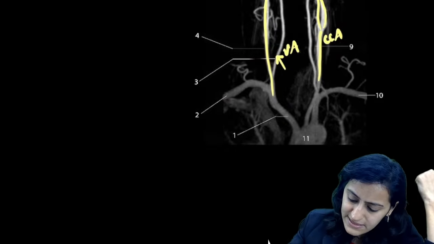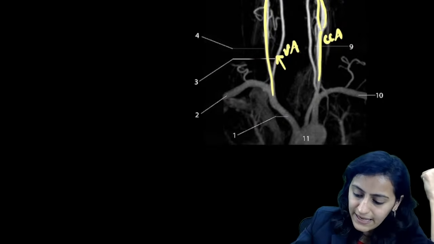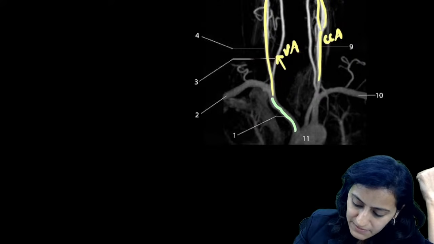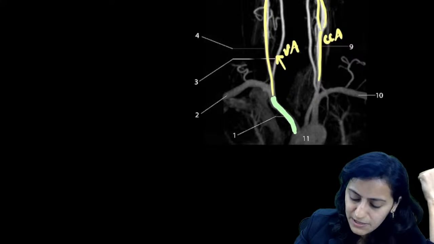What is this artery here basically? Anyone can identify the structure labeled 1? What is the structure labeled 1 here?